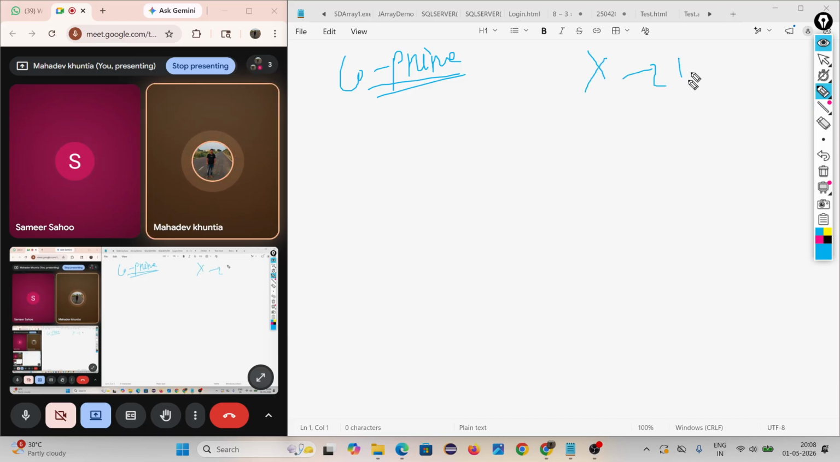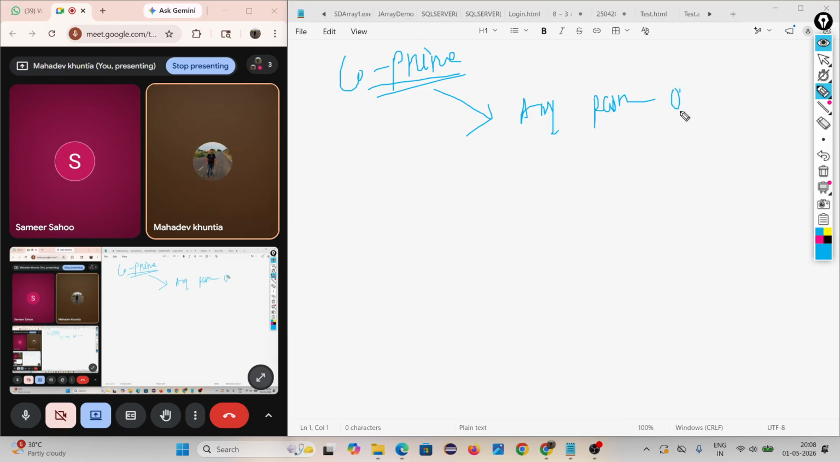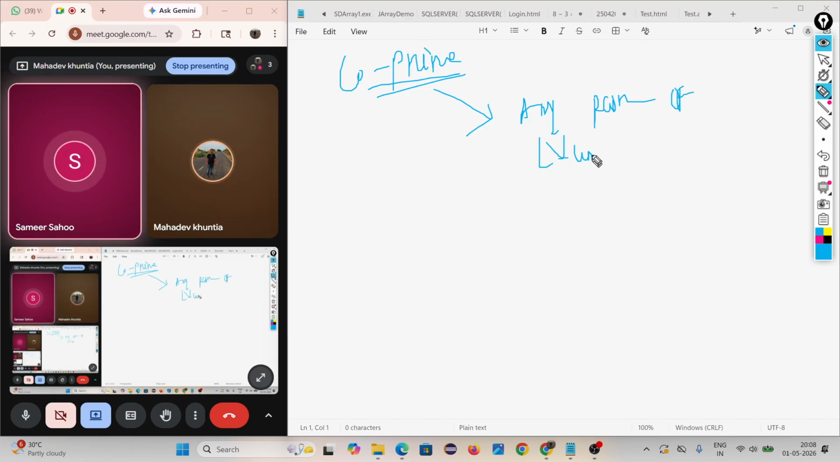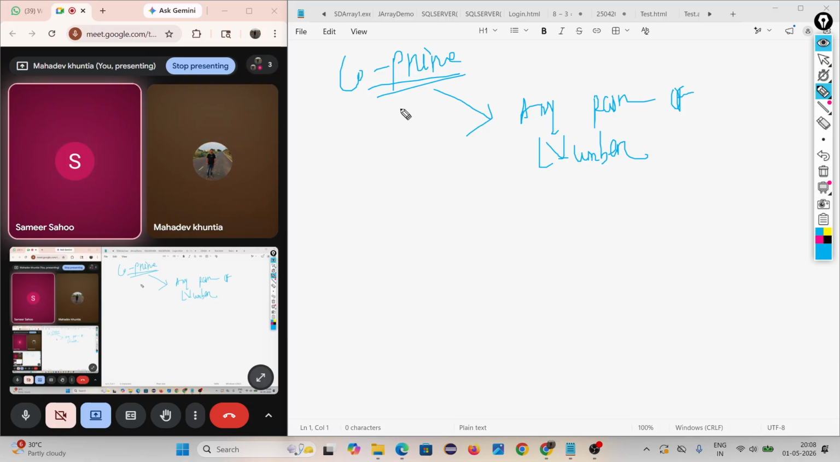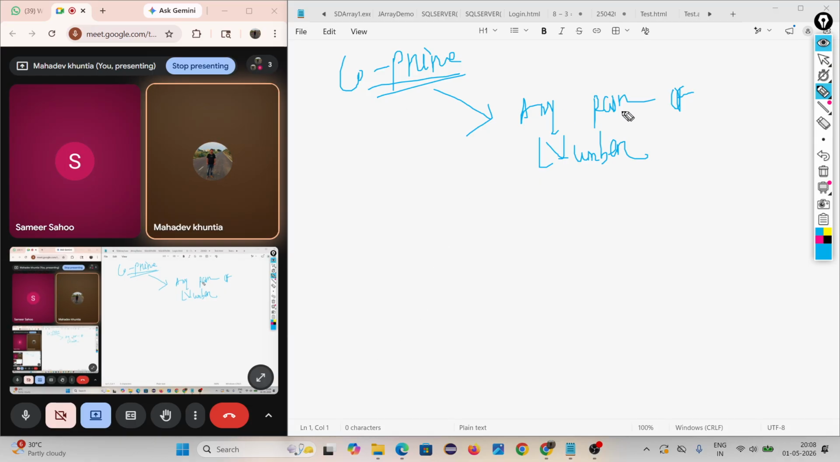Suppose one person's name is Kalia. That does not mean 100% he should be black in color. Same thing. Co-prime means any pair of numbers. Remember, many students think co-prime means we are finding the number from prime numbers. No, the name is co-prime. Any pair of numbers whose HCF, highest common factor, is 1.